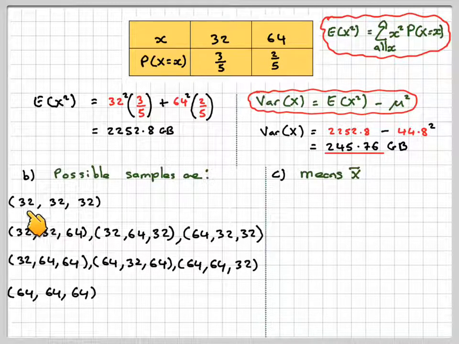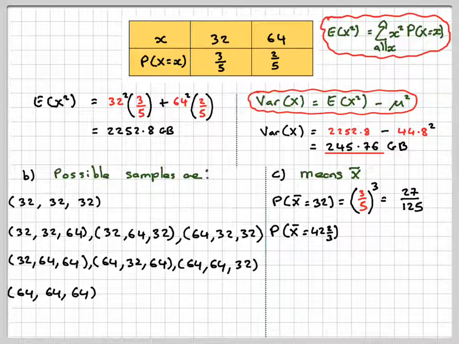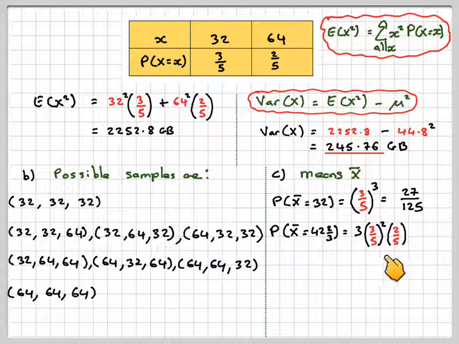Right, the mean of the first one here is going to be 32, so the probability that x bar is equal to 32, well, the chance of 32 can happen with 3/5, so it's going to be 3/5 cubed, which gives me 27 over 125. Now, the mean of 32, 32, 64 is 42 and 2/3, so the probability that the mean is equal to 42 and 2/3 is going to be, now there are 3 different ways this outcome can happen. We want 3/5 squared coming out 32, and then 1 of 2/5. This is why you should do it in some sort of order, and that gives you 54 over 125.